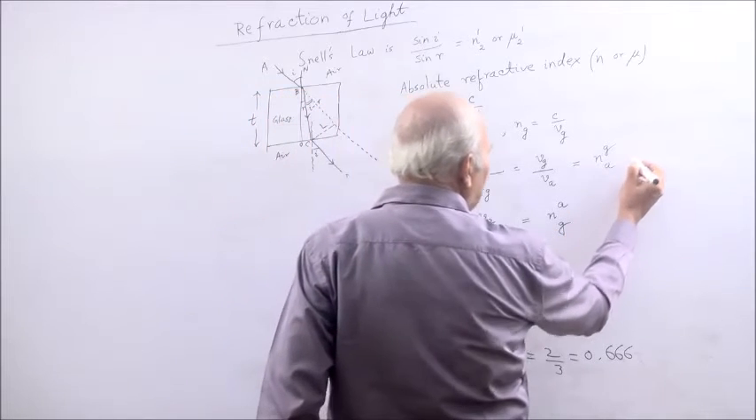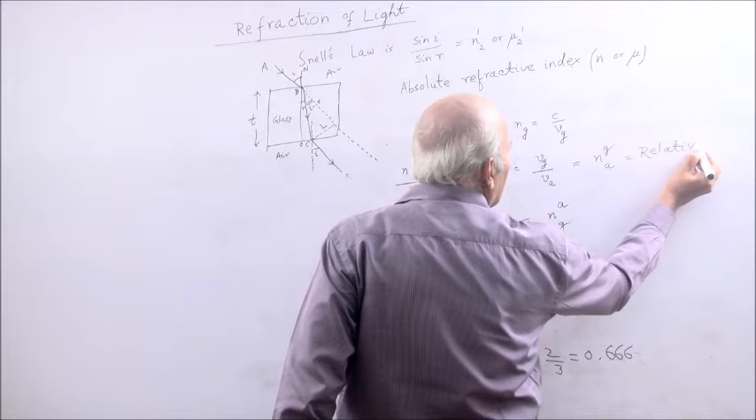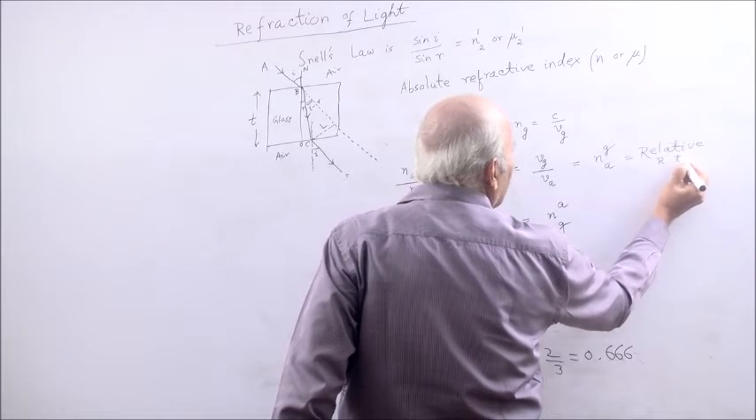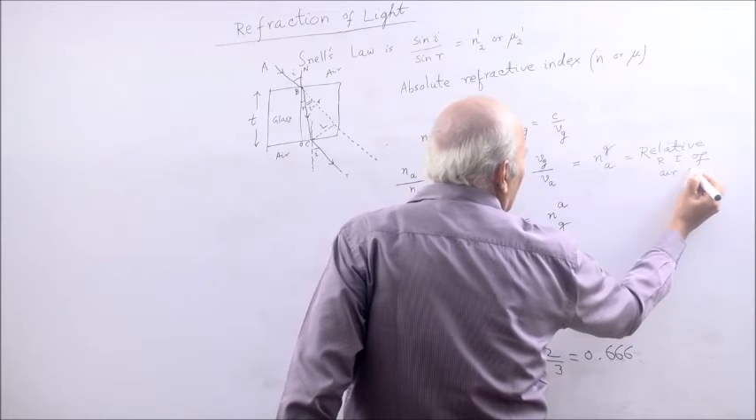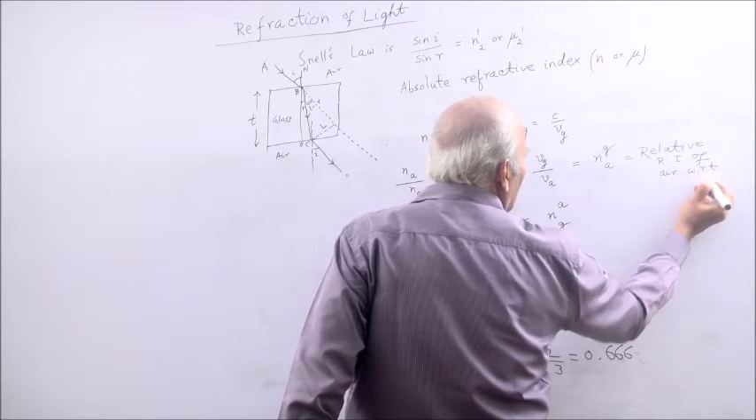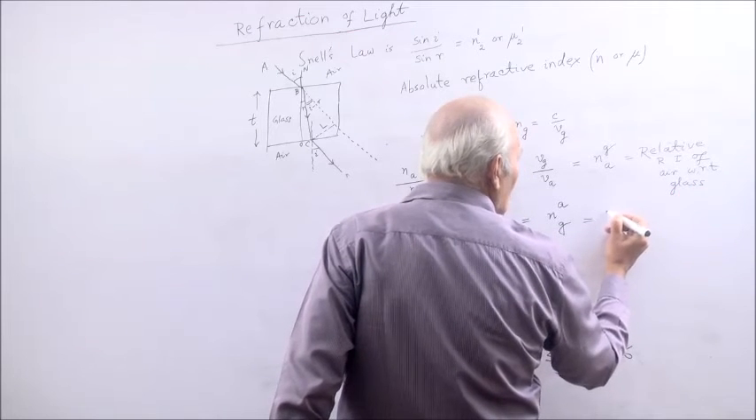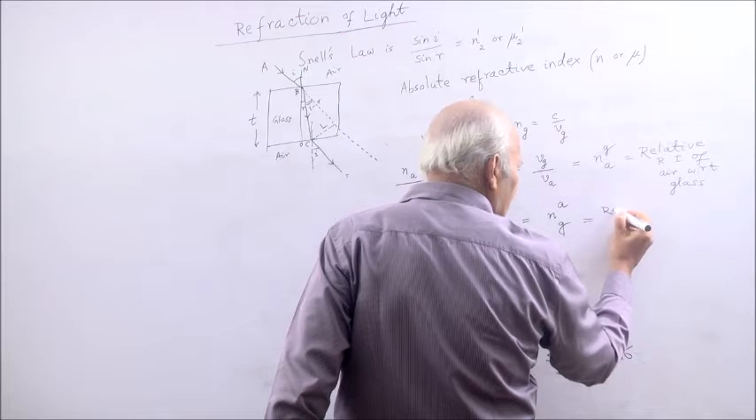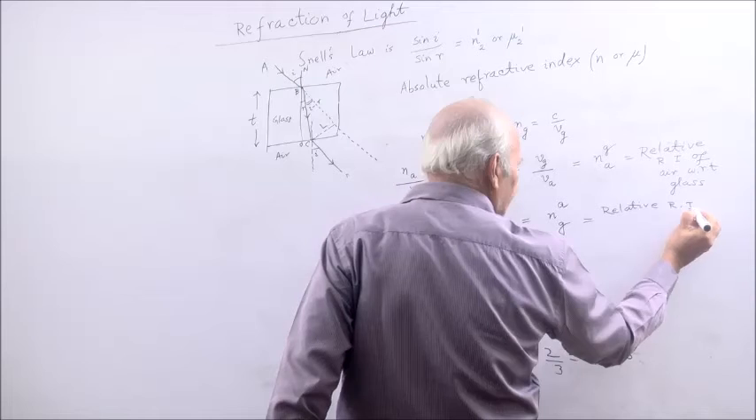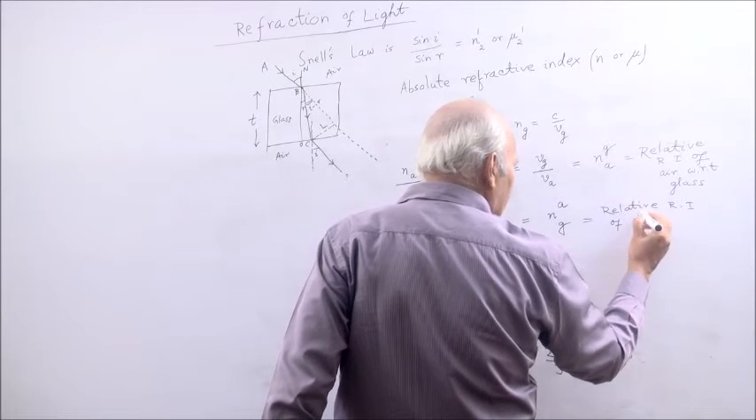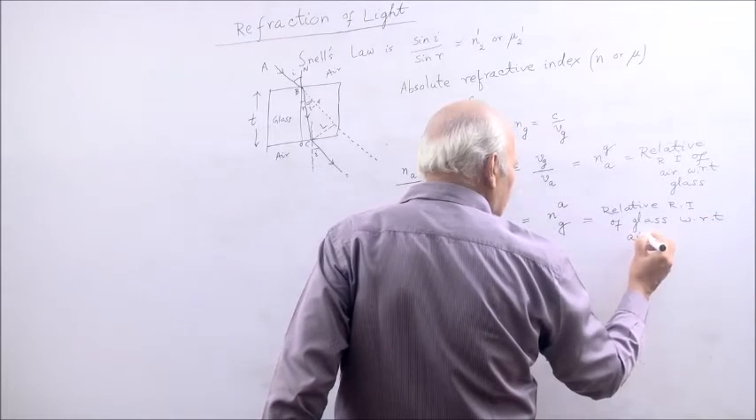So, it is called the relative RI. RI means refractive index of air with respect to glass. So, it is equal to the reciprocal of the relative refractive index of glass with respect to air.